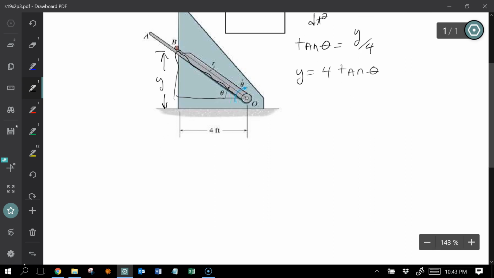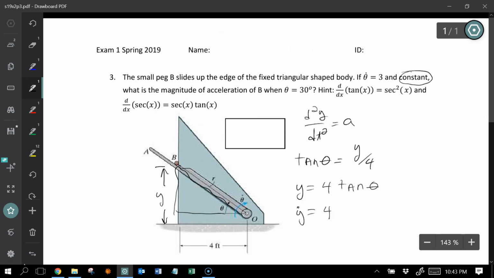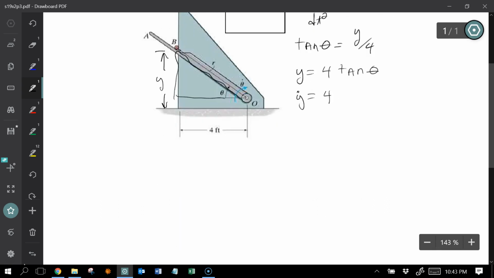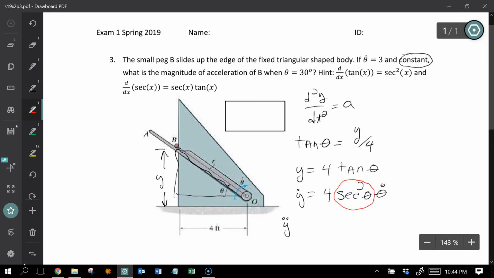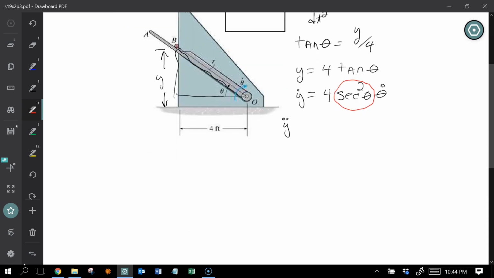Alright, so let's just take 2 derivatives. And I have to use a chain rule because this is theta, not t. So y dot is equal to 4, the derivative of the tangent, according to the hint, is secant squared. So this would be the secant squared theta, theta dot, chain rule. Okay, let's take a second derivative. I'm going to treat this as one term times the second term. Right, 2 terms.